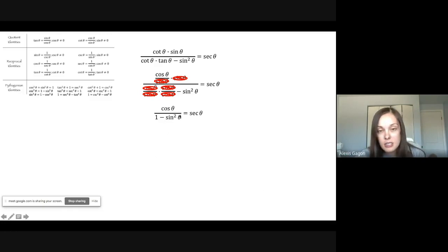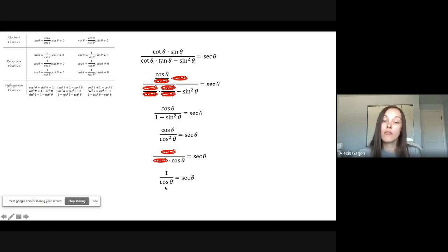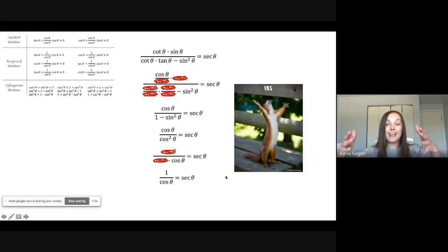I see this sine squared, which makes me think it's probably one of these Pythagorean identities because that's where the squareds come in. And if I look right here, cosine squared of theta equals 1 minus sine squared. So I'm going to replace this with cosine squared. So it's going to be cosine over cosine squared of theta equals secant of theta, which that cosine squared is the same as cosine times cosine. So those cosines cancel, leaving me 1 over cosine, which equals secant of theta. So then we proved that.